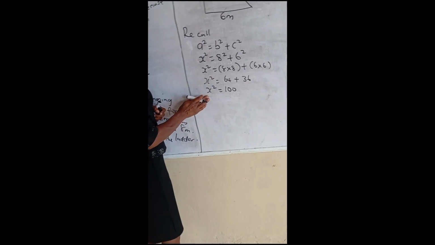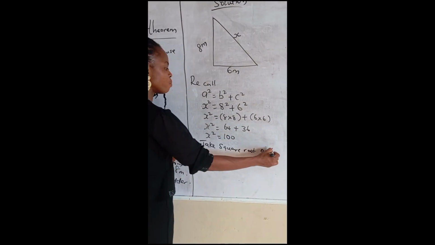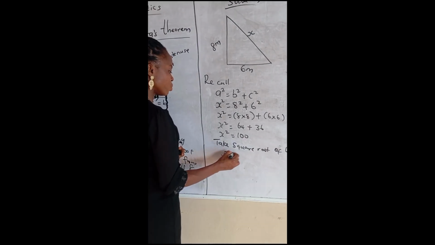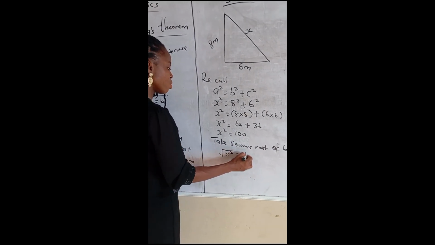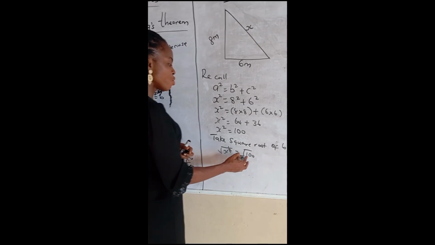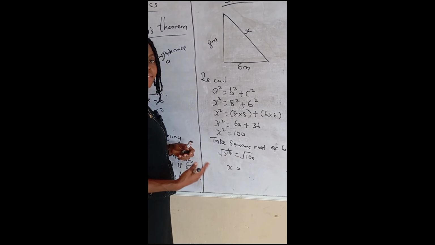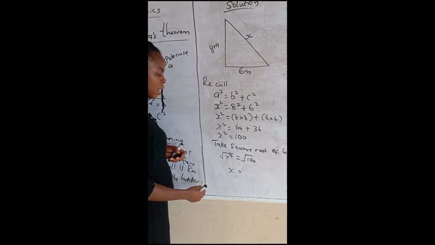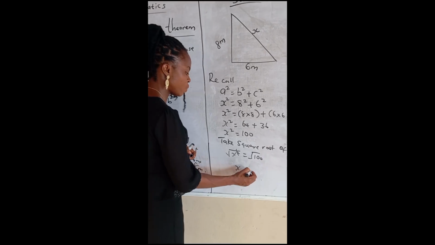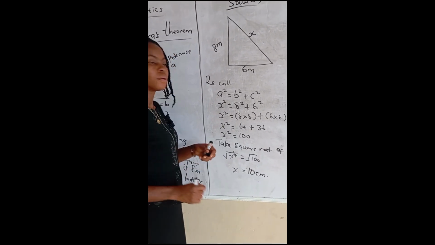Now, we are not looking for x square, we are looking for x. We have to take the square root of both sides. So we have root x square equal to root 100. This cancels out. X equals root 100. Square root means the same number which, when you multiply it together, will give you the whole number. So 10 times 10 equals 100. The square root of 100 is 10. So our x is 10 meters.